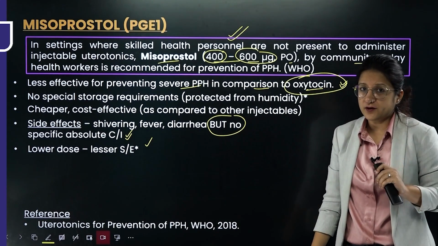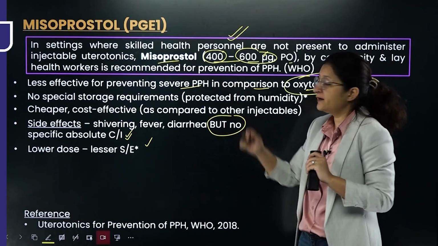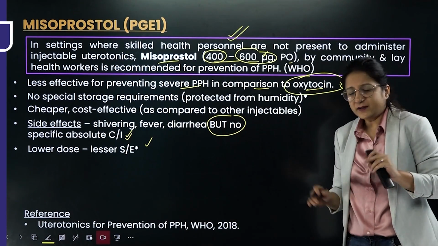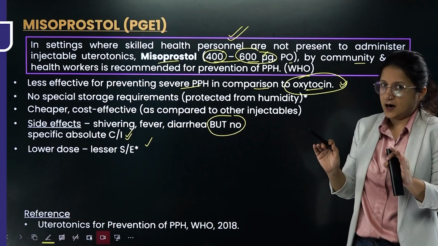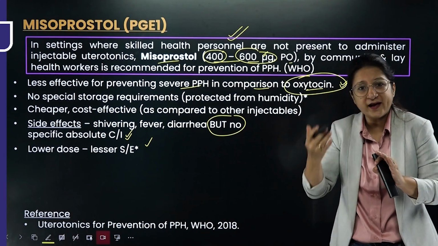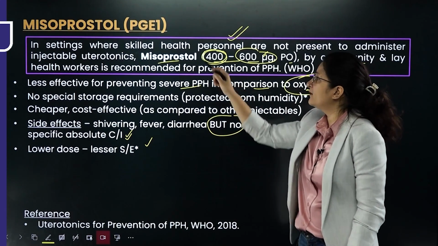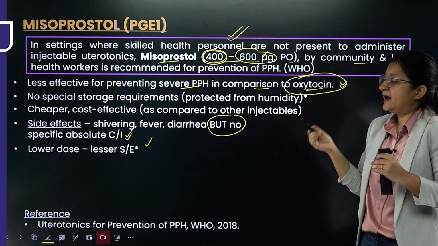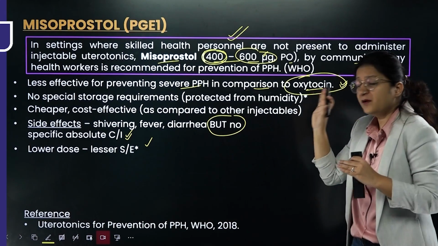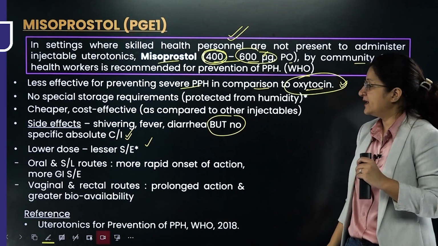But which dose will be more effective? Is the 600 dose more effective, or is the 400 dose equally effective? So there is no clear-cut evidence regarding this, that the 600 microgram dose is more efficacious or not. And there are no clear-cut studies saying that the 400 microgram dose is equally efficacious. However, what we do know is lower dose will have lesser side effects.